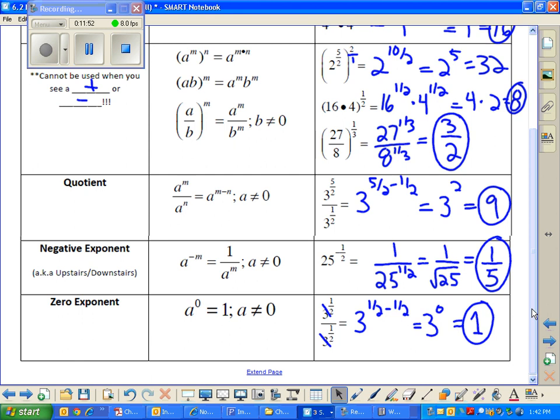And now you get to see how the zero exponent property works. If you subtract 1/2 minus 1/2 there, you get 0. And for that reason, we could say 3 to the 0th power is 1. It's kind of cool.